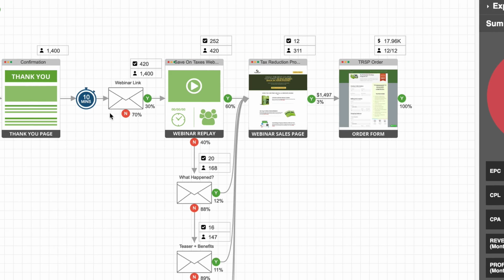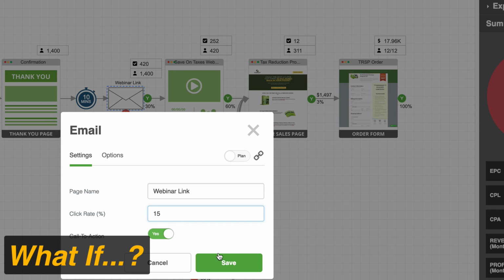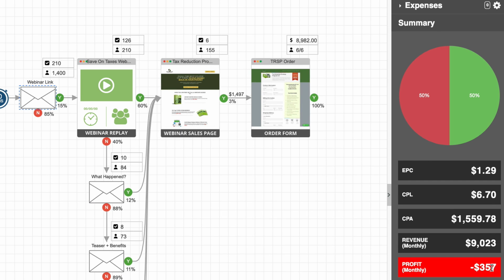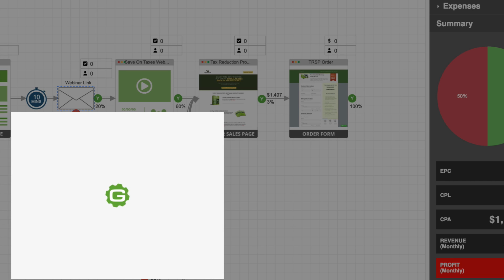Let's kind of move on here. Let's assume that rather than 30%, we're getting 15%. We're just chopping the numbers in half for folks to see what it's going to take, okay? So now you see this is where things become negative, right? Now we're actually losing money because we're getting a lower percent of people to attend the webinar replay. Well, let's maybe go up a little bit here to 20% and see if we can salvage this campaign as best we can here.